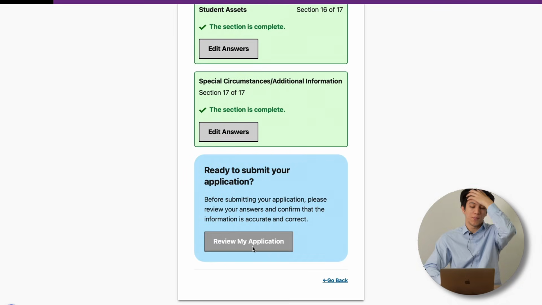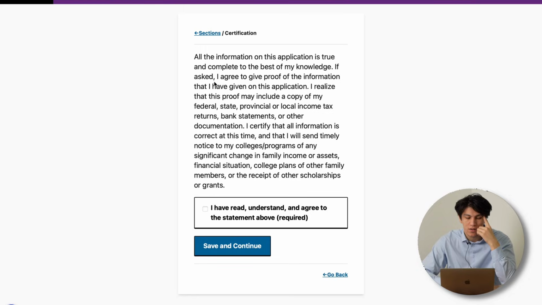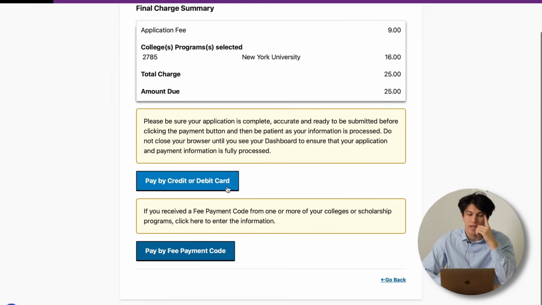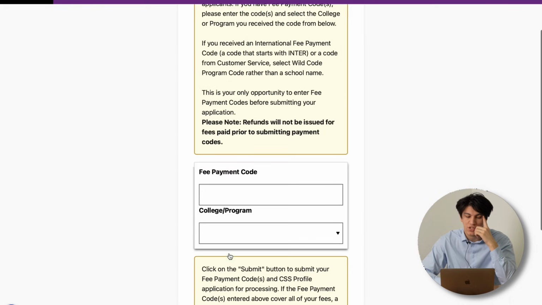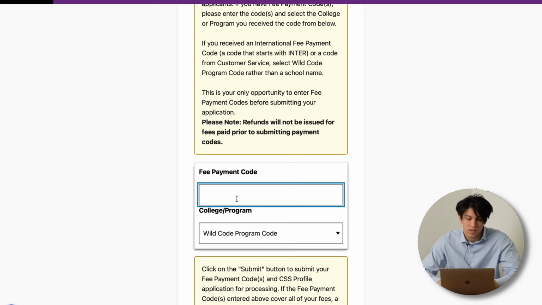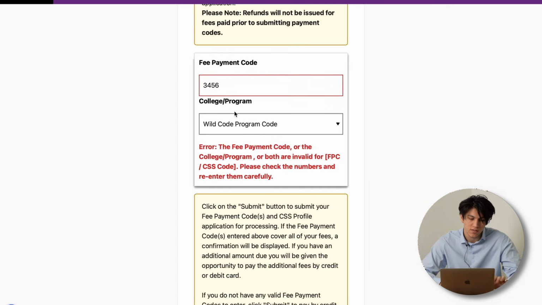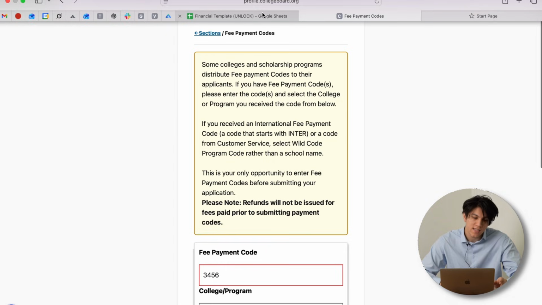You just go to review on my application. You can review that, but we will be skipping right now. And then I have written statement and just pay for the NYU. If you have a fee payment code, just use the fee payment code, the Wild Code program code, and for the NYU specifically put the Wild Code program code, and then let's say 3465. Right? I mean, no, it doesn't exist. Yes. So this is exactly it.